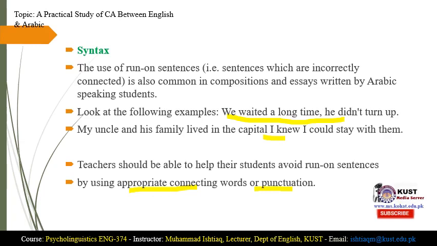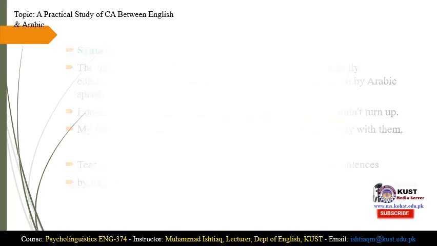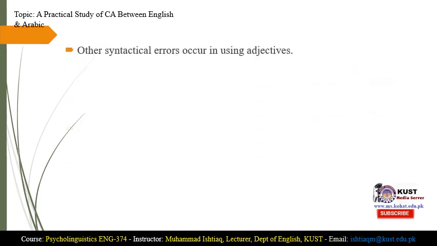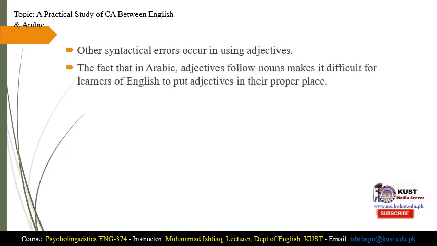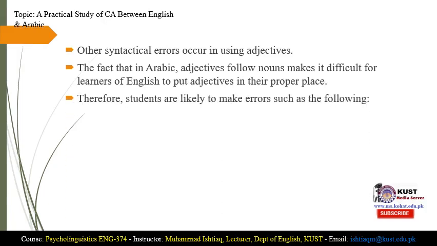Other syntactical errors occur in using adjectives. The fact that in Arabic, adjectives follow nouns makes it difficult for learners of English to put adjectives in their proper place. We've already studied it. Again, it's a repetition of the same syntactical errors. Wrong use of adjectives also comes under syntactical errors. Therefore, students are likely to make errors like the following.